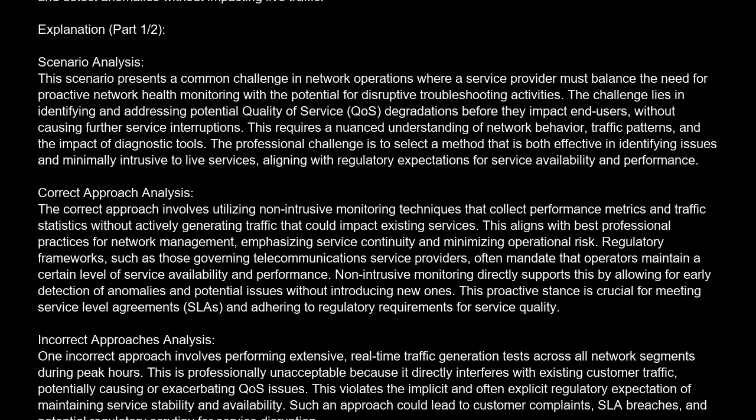Incorrect approaches analysis. One incorrect approach involves performing extensive, real-time traffic generation tests across all network segments during peak hours. This is professionally unacceptable because it directly interferes with existing customer traffic, potentially causing or exacerbating QoS issues. This violates the implicit and often explicit regulatory expectation of maintaining service stability and availability. Such an approach could lead to customer complaints, SLA breaches, and potential regulatory scrutiny for service disruption.